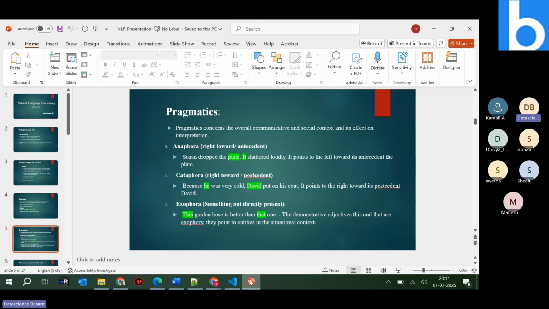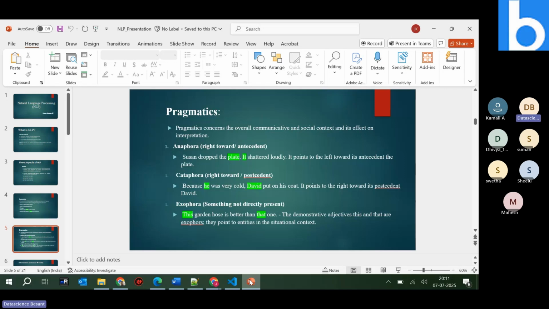Pragmatics. In pragmatics, we have three concepts: anaphora, cataphora, and exaphora. Anaphora means first we define the noun and then deal with it using the pronoun. For example, Susan dropped the plate, it shattered loud. What does that it refer to? As a human, if I read that sentence, I can conclude that it refers to the plate. But how is the system able to carry out the context? This is called anaphora.